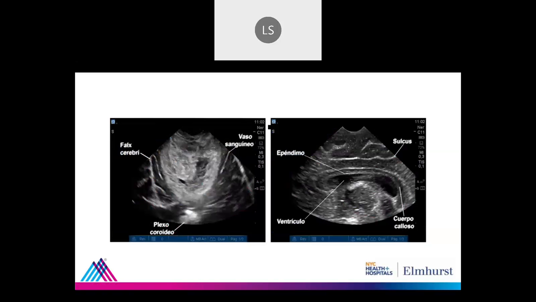And this is a view of some of the most common structures. You can see how the dura and the falx cerebri look hyperechoic. The plexus also looks hyperechoic. The blood vessels look hyperechoic. The ependyma is very well seen here. It also is hyperechoic, and the ventricles and the liquid in general are hypoechoic. The sulci are also hyperechoic, and the corpus callosum is slightly more hypoechoic than the rest of the brain.